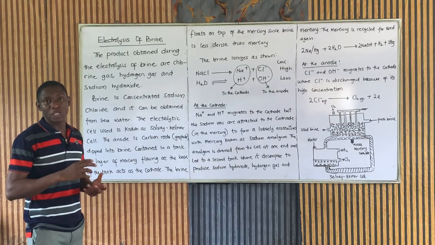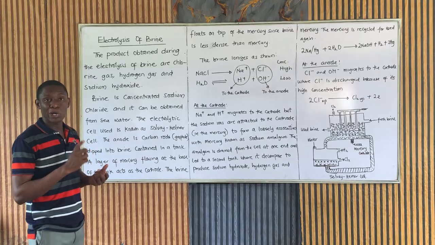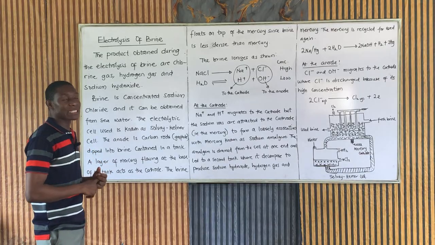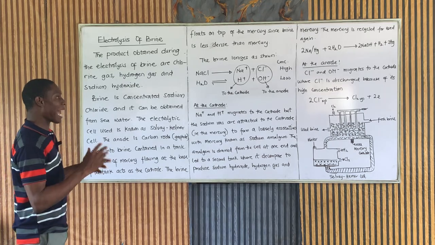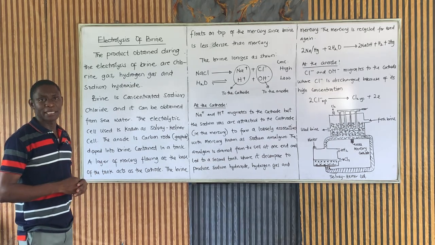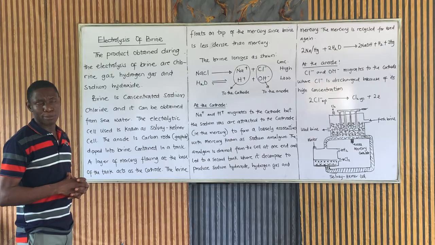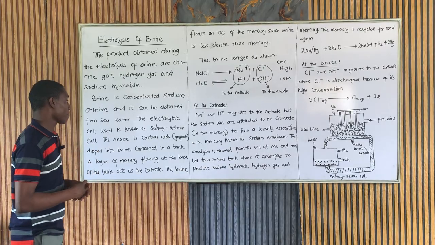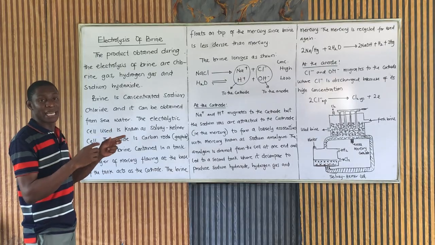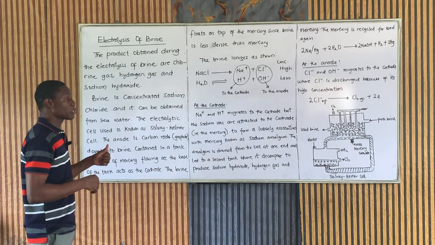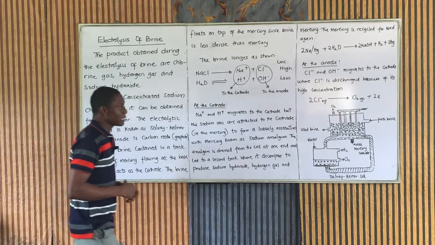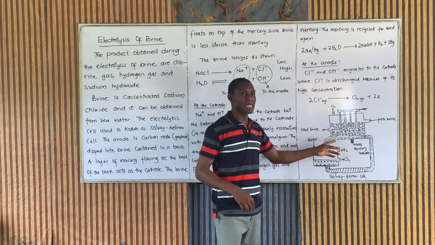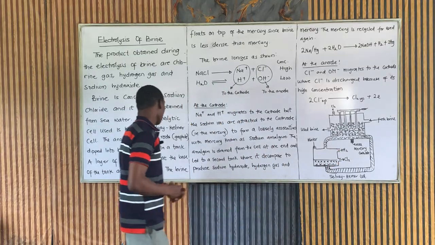Electrolysis of brine. The products obtained during electrolysis of brine are chlorine gas, hydrogen gas, and sodium hydroxide. Actually, brine is simply concentrated sodium chloride and is often obtained from seawater. Now, the electrolytic cell used for the electrolysis of brine is known as the Castner-Kellner cell. So this is the Castner-Kellner cell. This is how it looks.